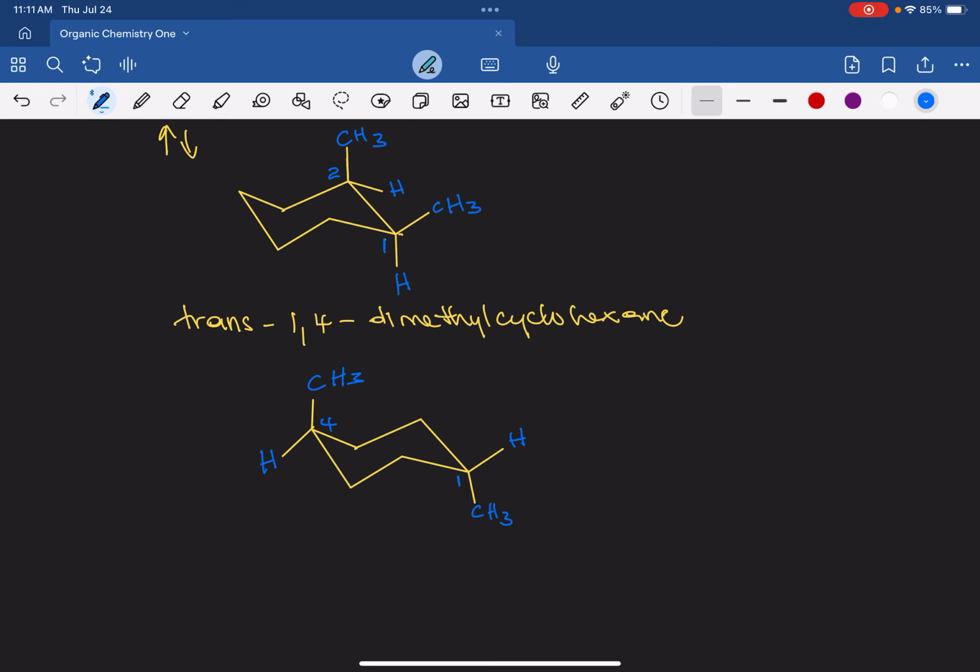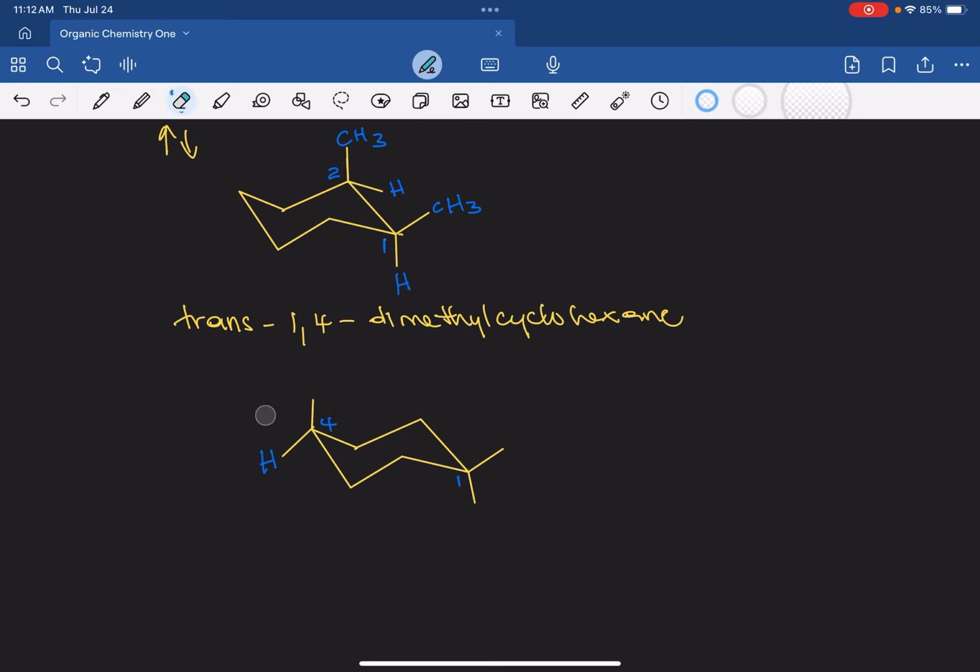In this particular example, both of these are axial. That's cool. But remember, that is not what determines trans or cis. Because if you look up here, this is equatorial, that is axial, but they're both up, so that's what makes that cis. So don't make that mistake. This is trans.